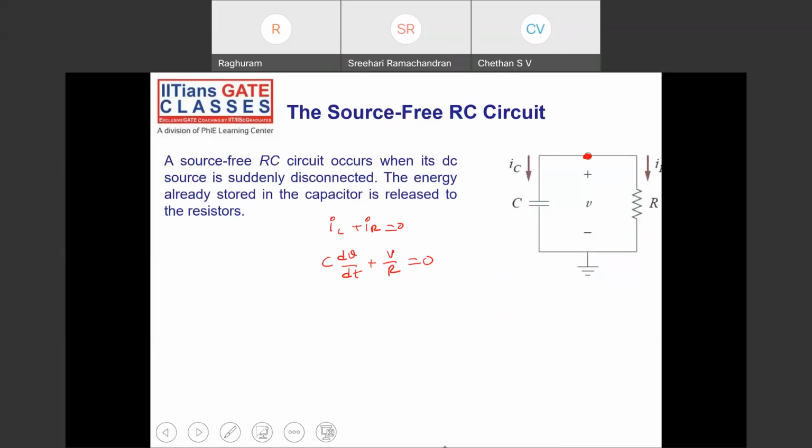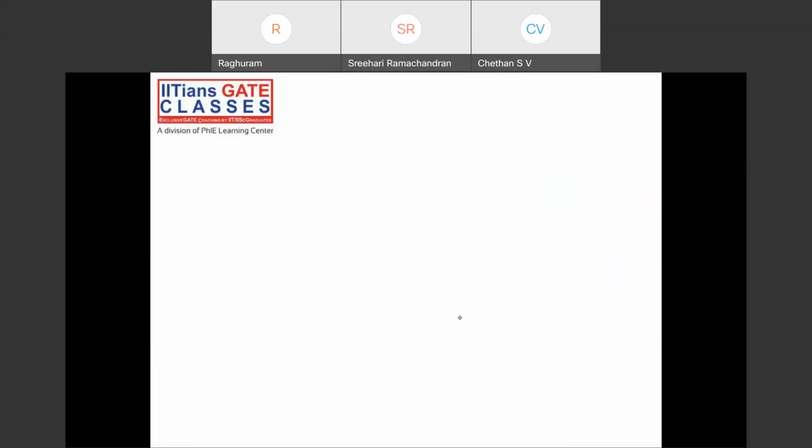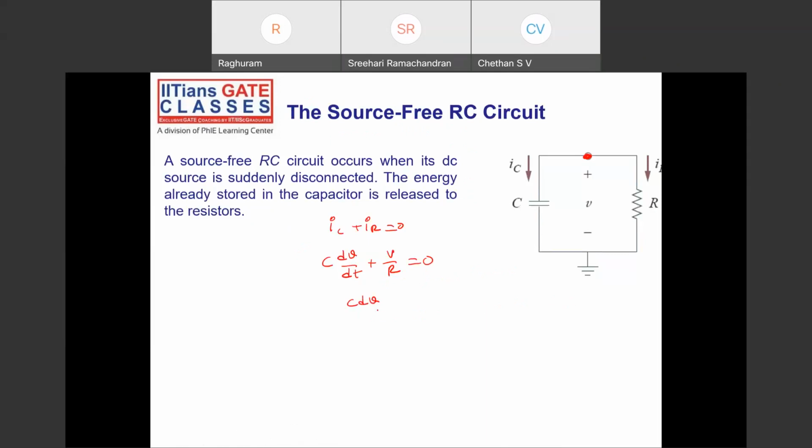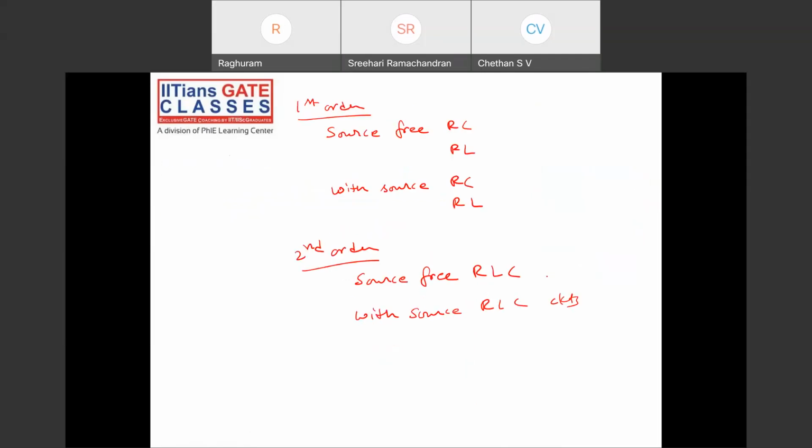So you can have different methods of solving. This is a first order differential equation. I can use the variable separable method. Remember the variable separable method? C dV by dt is equal to minus V by R, or dV by dt is equal to minus V by RC, or dV by V is equal to minus dt by RC.